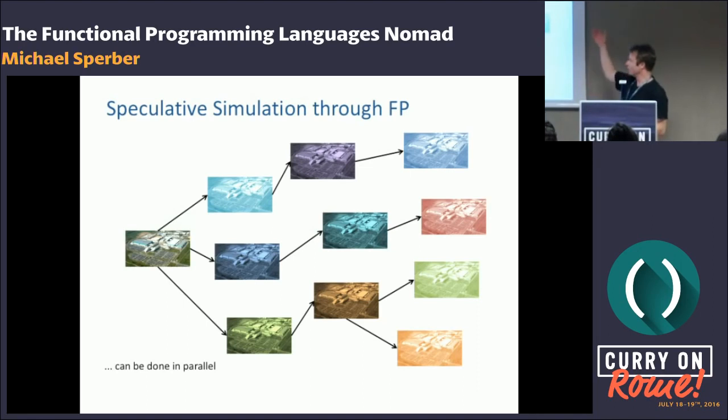In particular, we could run a lot of simulations in parallel. We could examine many different paths without having to worry about affecting the state of one of the other paths in the system. So that was a great point for purity at that time.